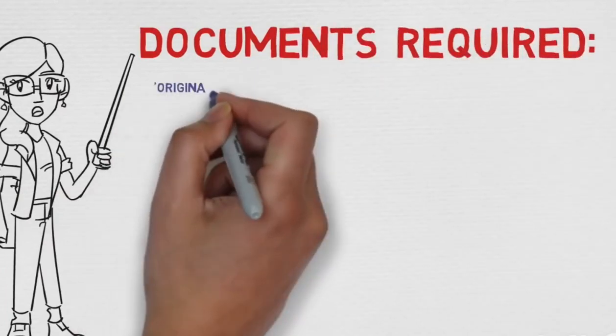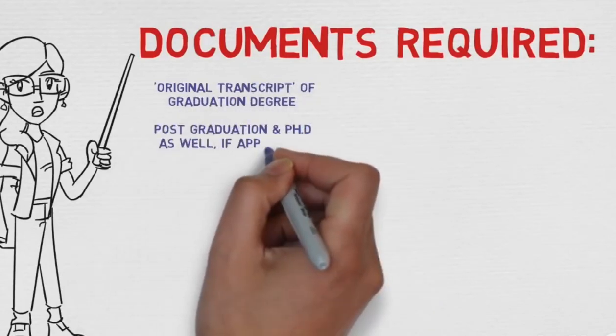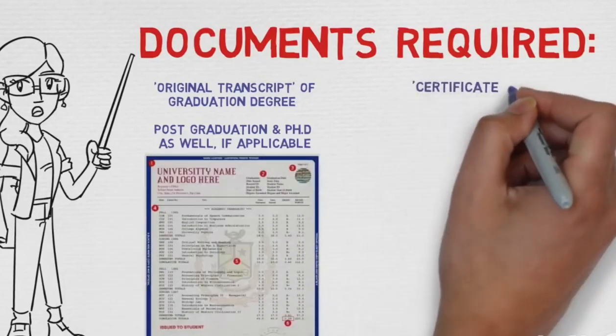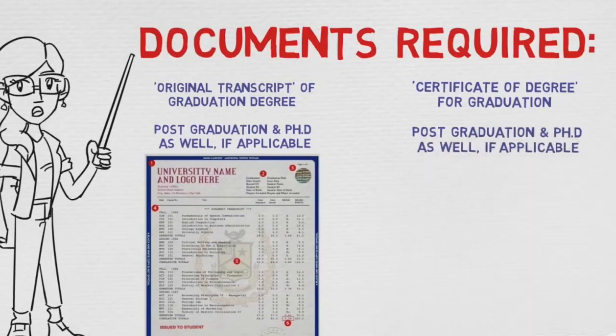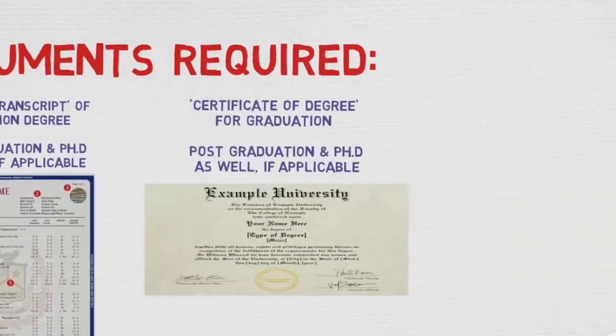The first document is an original transcript of your graduation degree, also for post-graduation and PhD as well, if applicable. The second document is the certificate of degree of your graduation, also for post-graduation and PhD, if applicable. The format of the transcript we will discuss later in this video. Please note, the provisional degrees issued by the college should not be used.